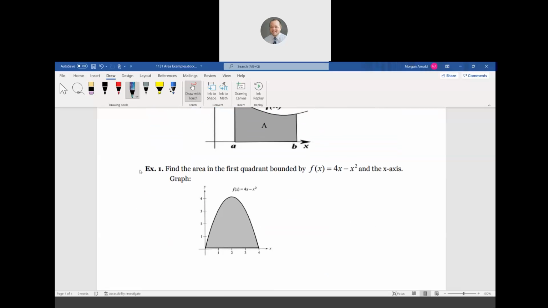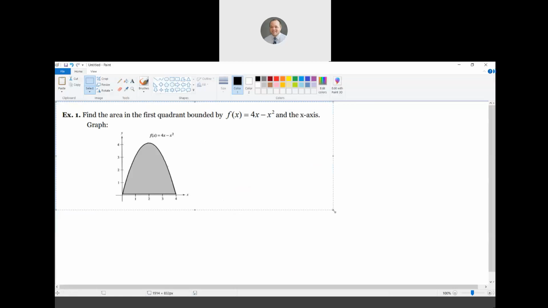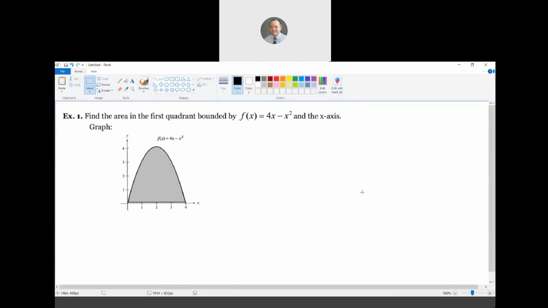So let me screenshot this first example and go over it with y'all. And let me switch screens here. Here on campus, can you see that okay? Okay.